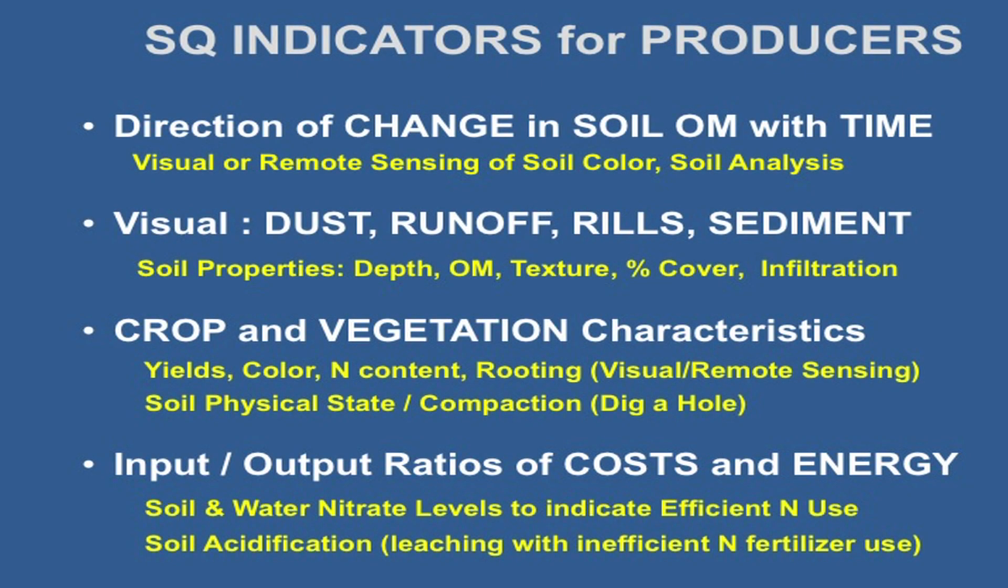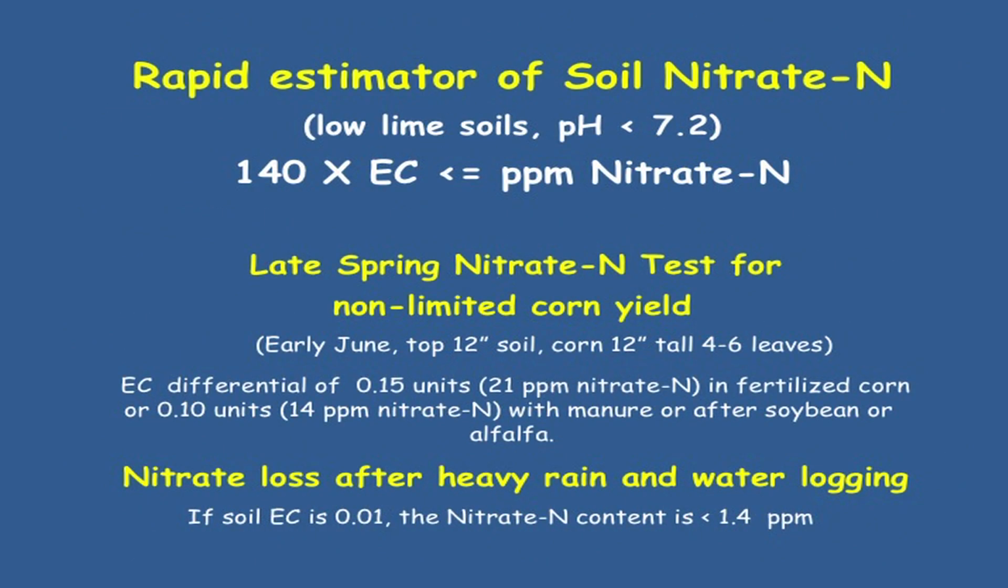Soil indicator for producers. I'm not going to go into detail on this. You can read it in your handout. But there is, conductivity can be a rapid estimator for nitrate nitrogen. 140 times an EC reading is less than or equal to the parts per million nitrate. And you can do tests for late spring nitrate N.